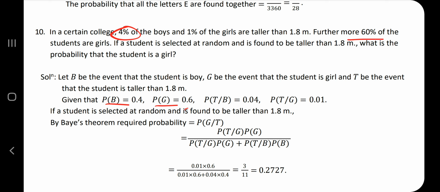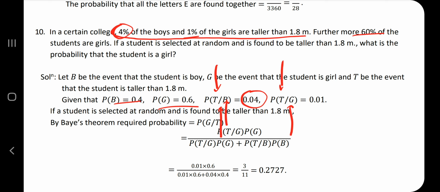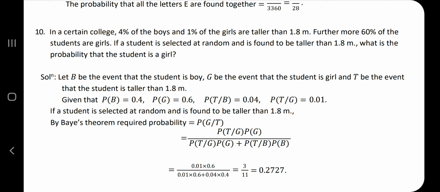60% of the students are girls, right? And the 4% is not this one. 60% are girls, so this is 0.6, and 40% are boys, so P of B is 0.4. What is the probability that a person is taller given that it is a boy? 4% of boys are taller, so it is 0.04. And the probability that the person is taller given that it is a girl? 1% of the girls are taller, so it is 0.01. After we have got that, just substitute and we'll get the answer.